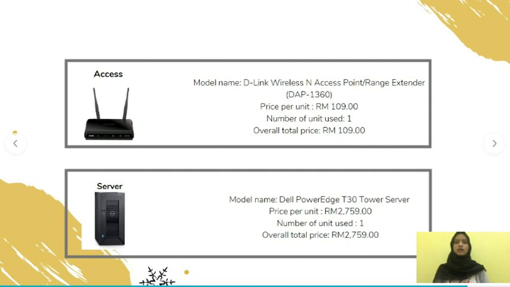Okay, next server. We are using a model Dell PowerEdge T30 tower server. The price per unit for our server is 2,759 ringgit, and the number of units that we use is only 1, and the overall total price for our server is 2,795 ringgit.